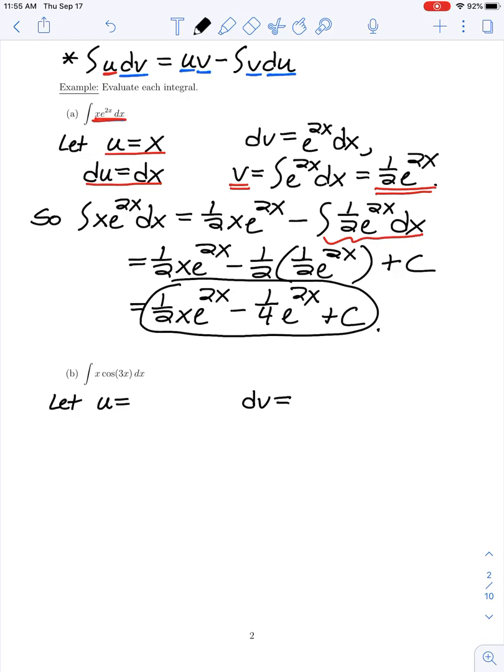As with part A, let me choose u to be x, in which case dv has to be everything else within that integral, that is cosine of 3x dx. Now, once I have u and dv, in order to apply the integration by parts formula, I have to calculate du, which would be 1 dx, and v, which would be the integral of cosine 3x, which is 1/3 sine of 3x.